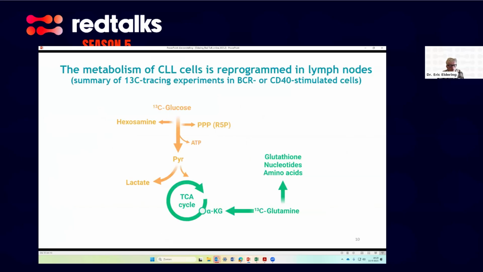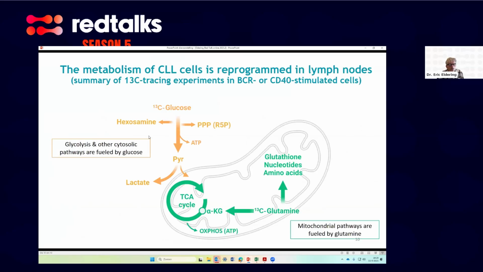In summary, what we've found is that glucose is fueling, of course, the glycolysis pathway, and the pentose phosphate pathway is an important aspect for dividing cells. And of course, the Warburg effect is existing also in the CLL cells, but the mitochondrial metabolism is also very active in the lymph node setting, as we studied it. The mitochondrial pathways are fueled by glutamine.